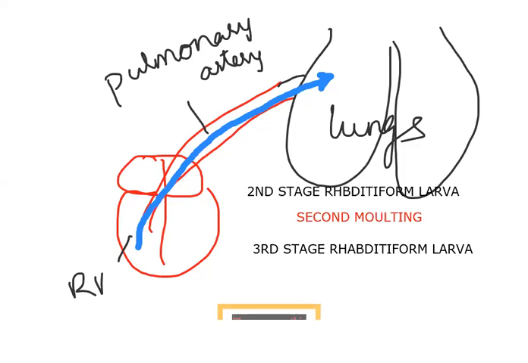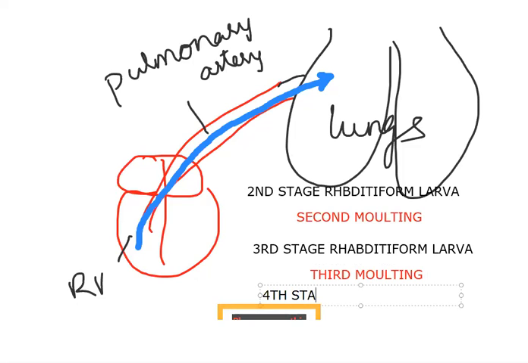We should say it as third molting. We got a spelling mistake. Third molting. Okay, so then the third molting results in the fourth stage rhabditiform larva.